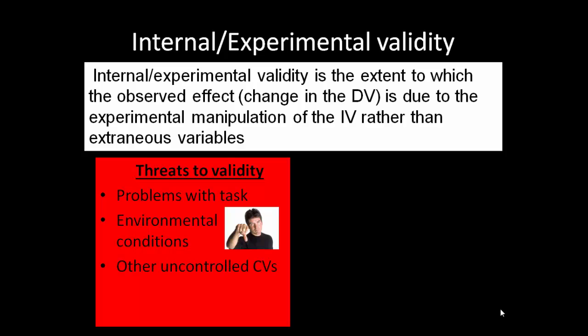Other uncontrolled CVs. Demand characteristics, with the participants looking for clues about what the researcher is expecting and then trying to perform in line with that or trying to go against it. And finally, experimenter effects, whereby the experimenter is unconsciously giving clues or cues to the participants about what they should do. Okay, so read the example in the handout.